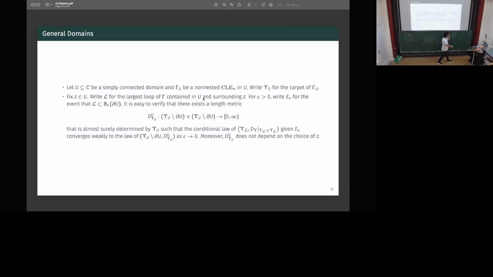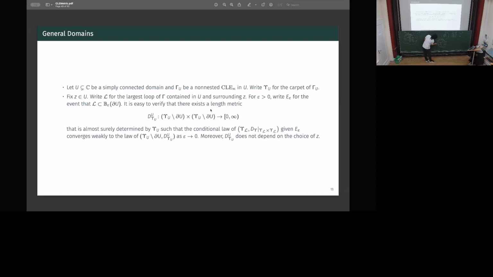But the one thing we need to be careful about is that this metric, first, is a length metric, and second, it is only defined on the carpet minus the domain boundary. The reason is that if the boundary of U is too smooth, for example, if this arc of the boundary is too smooth, then the distance between these two points will be 0.